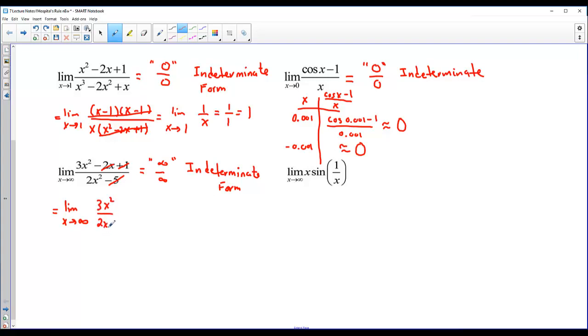And this only works if you're going to plus or minus infinity. And so then, of course, these x squareds are going to cancel because you have an x squared on top and x squared on bottom. And so this will be equal to the limit as x goes to infinity.